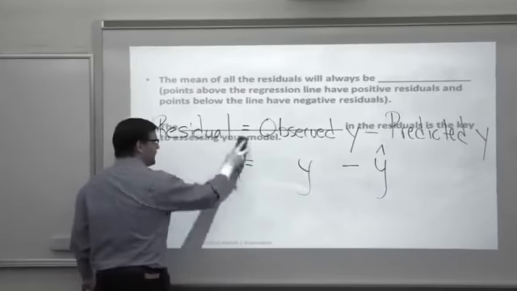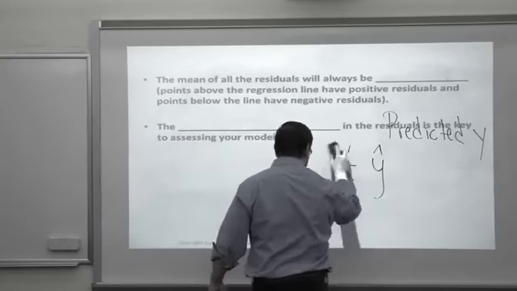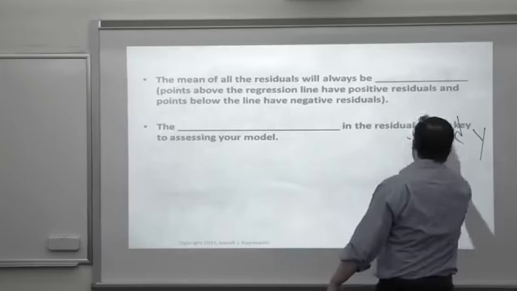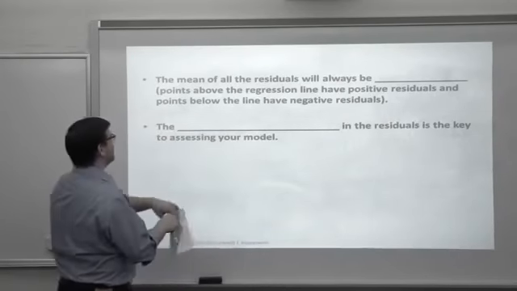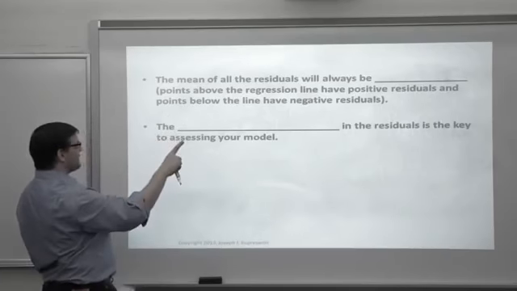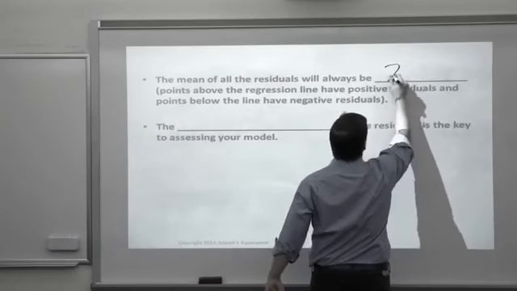All right, what's the mean of the residuals? Well, some points are above the line. Those have positive residuals. Some points are below the line. Those have negative residuals. They'll always cancel each other out. Bunch of positives, bunch of negatives. The mean of all the residuals will always be 0.